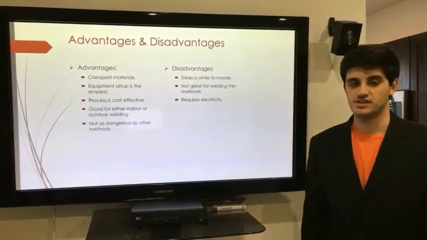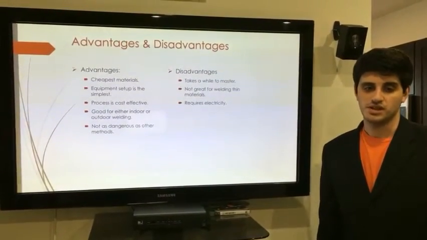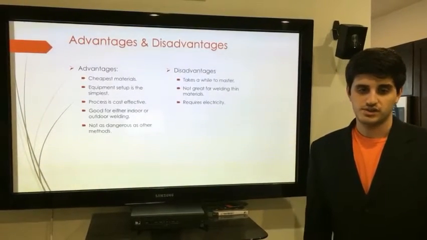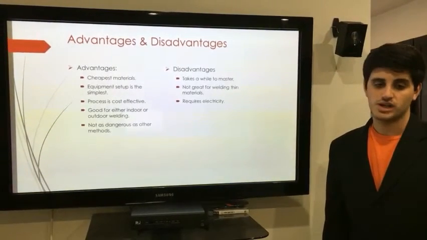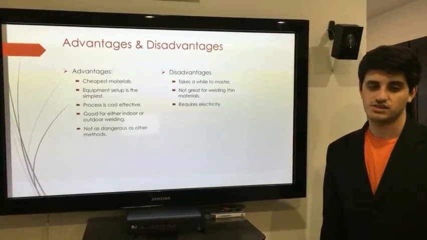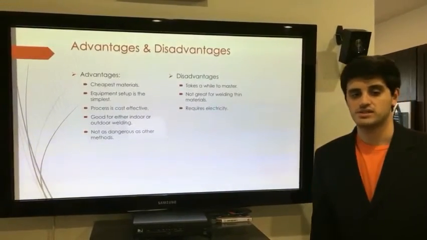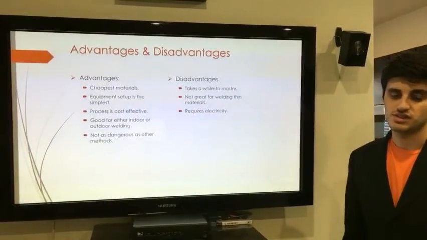The advantages and disadvantages. The advantages are that these are the cheapest materials, the equipment setup is simple, the process is cost effective, good for either indoor or outdoor welding, and not as dangerous as other methods. The disadvantages are that it takes a while to master, it's not great for welding thin materials, and it requires electricity.